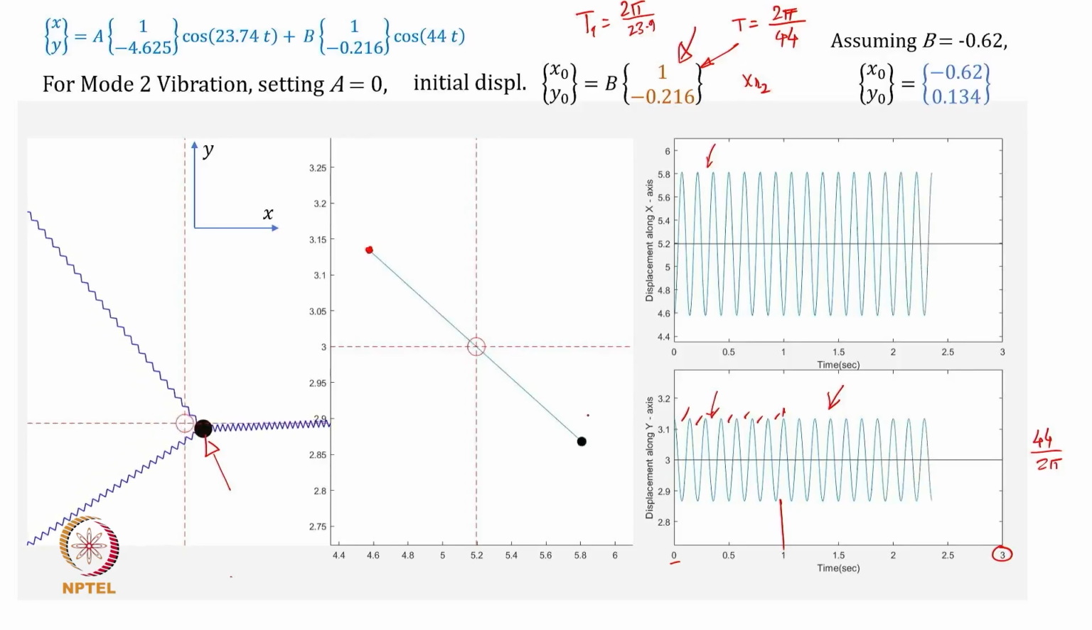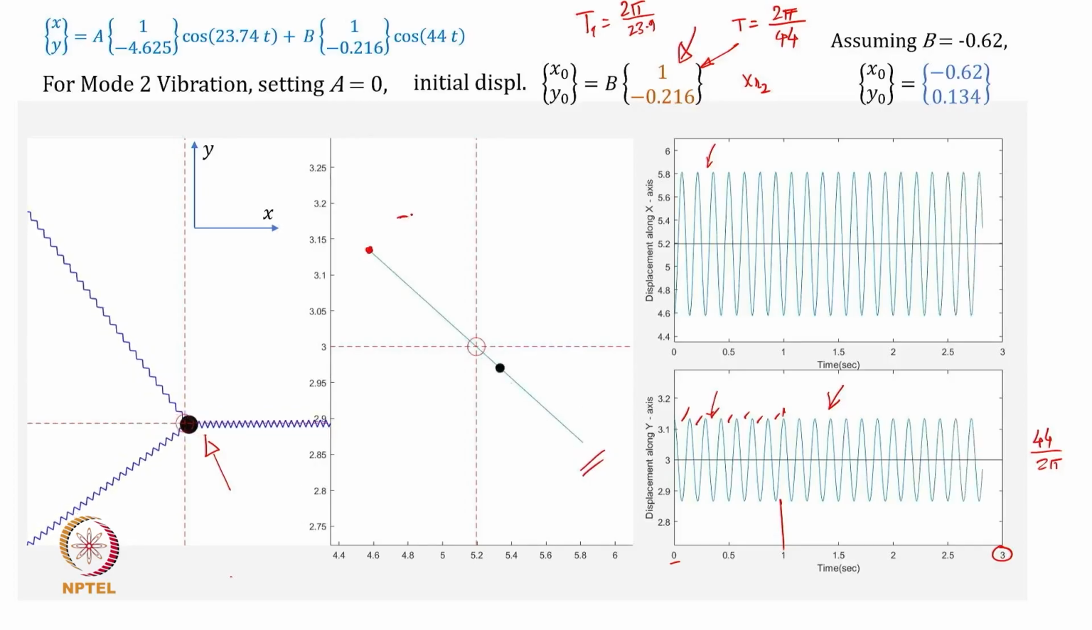When it comes into this fourth quadrant, x is positive, y is negative. When it goes into the second quadrant, x is negative but y is positive. That's why it is all the time maintaining the relationship of minus 0.216. With that it executes pure harmonic vibratory motion at the frequency 44 radians per second.